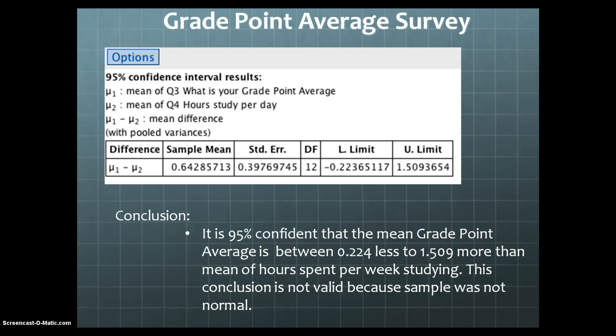With 95% confidence that the mean grade point average is between 0.224 less to 1.509 more than hours spent per week studying, this conclusion is not valid because the sample was not normal.